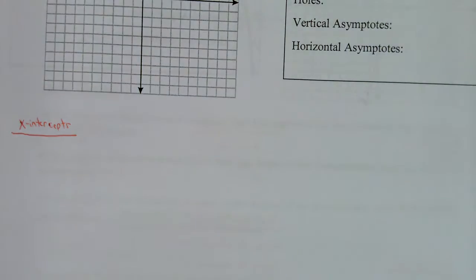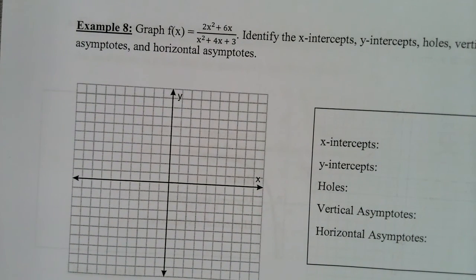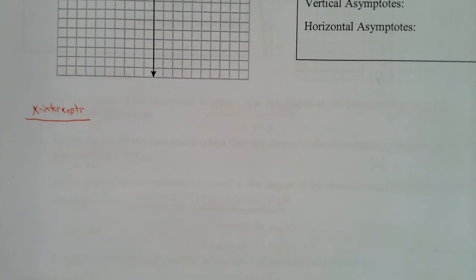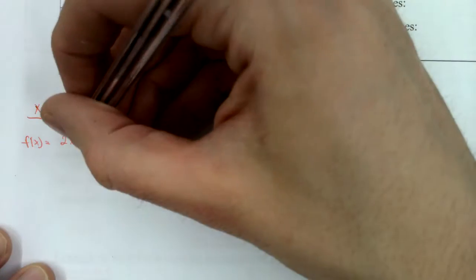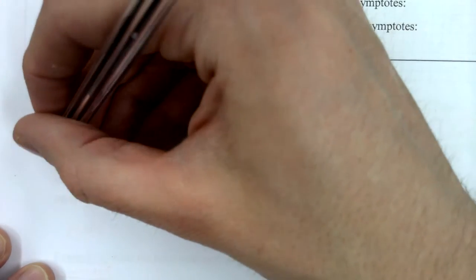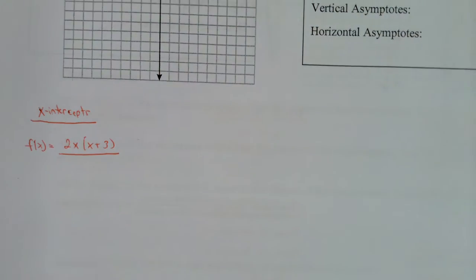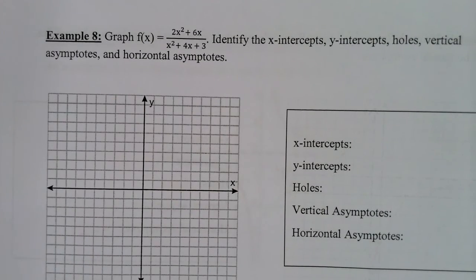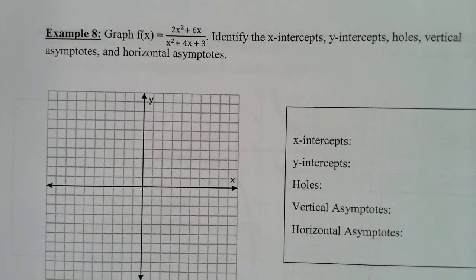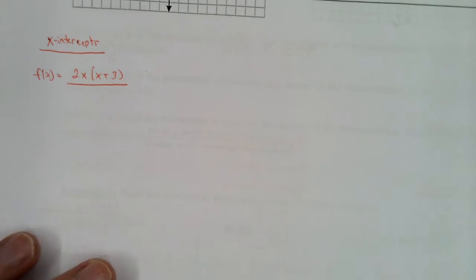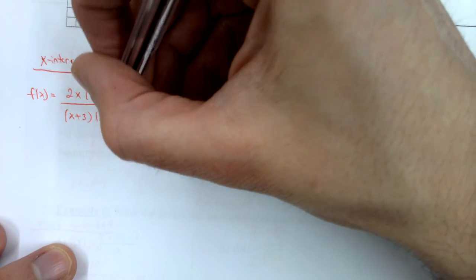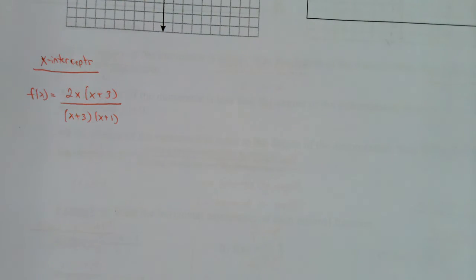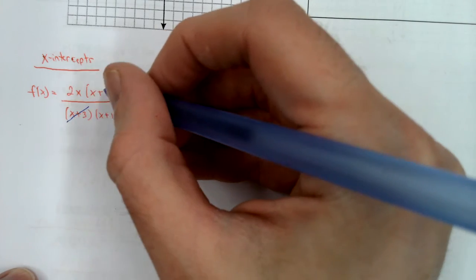Factor the numerator. The numerator has a GCF of 2x, which leaves you with x plus 3 in parentheses. Factor the denominator. Find two numbers that multiply to 3 and add to 4. X plus 3 times x plus 1. Divide out the common factors, if there are any.